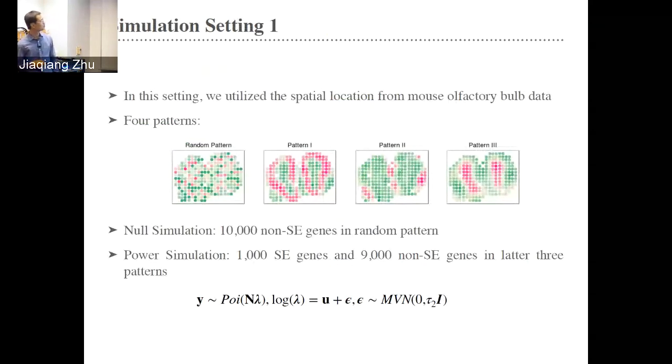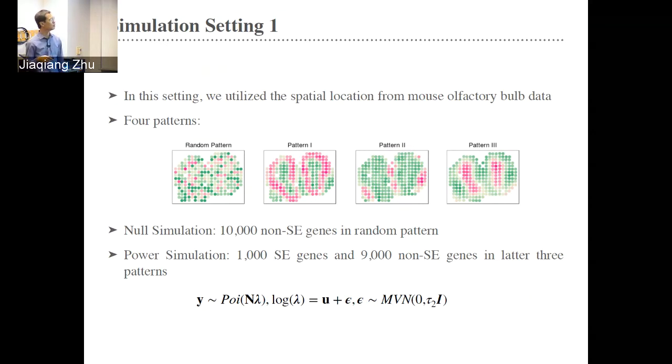So we performed two sets of simulations. In the first, we compared the performance of our method to ChessSeq and SpatialDE. In the first setting, we utilized the spatial locations directly from the mouse olfactory bulb data, which includes 216 spots, and each spot contains about 100 cells. We simulated four different patterns: the random pattern for the null hypothesis testing, and three patterns for the power analysis.